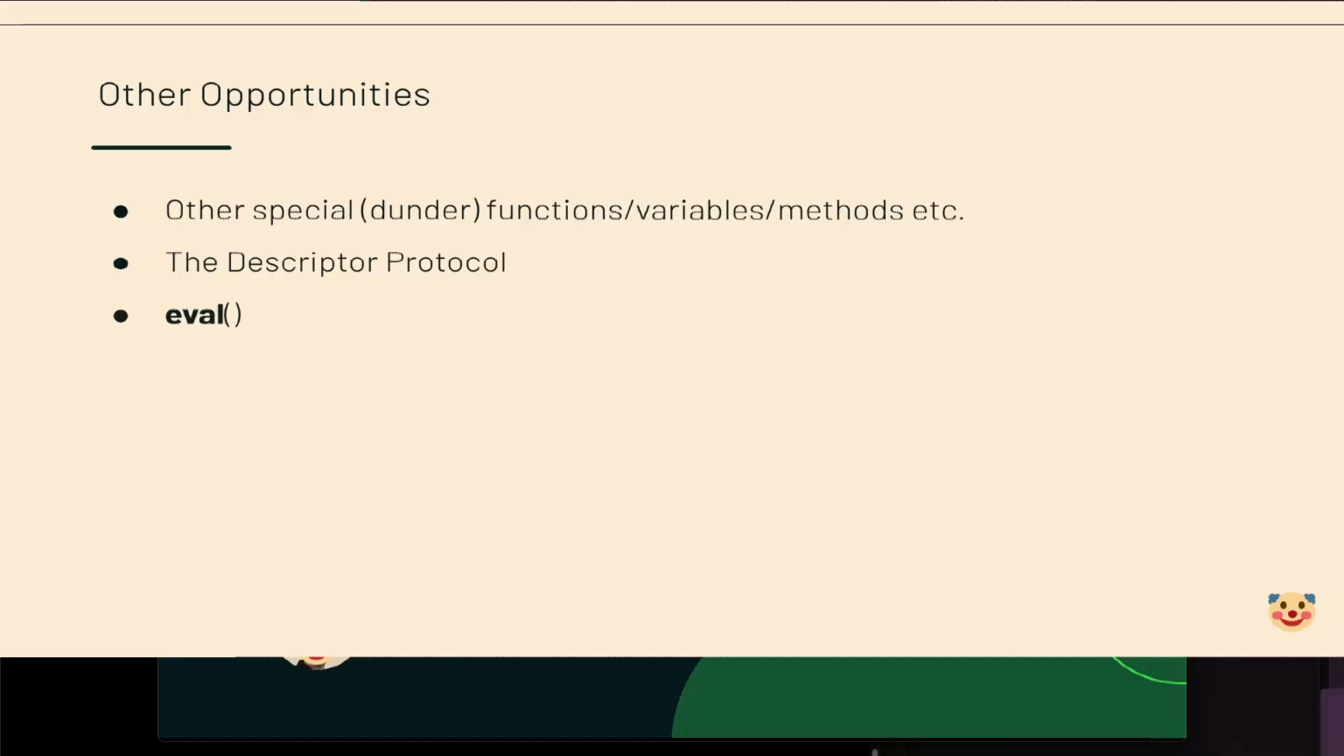Eval is lots of fun. You can build Python code as a string dynamically and then execute it. It returns executable code that you can then pass around and do whatever you like with.